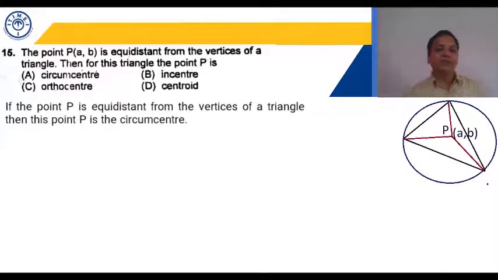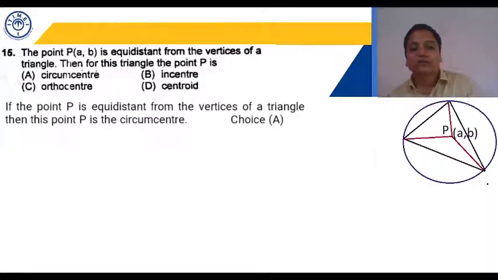So if a point P is equidistant from the vertices of a triangle, then this point P is the circumcenter of the triangle. That means if you put the compass point at P and take an arc of length equal to the distance from P to any of the vertices and draw a circle, the circle will pass through all the three vertices. It's a definition they asked. So this is a circumcircle, and its center is called the circumcenter. So which choice do we have? Choice A. I hope this is clear.